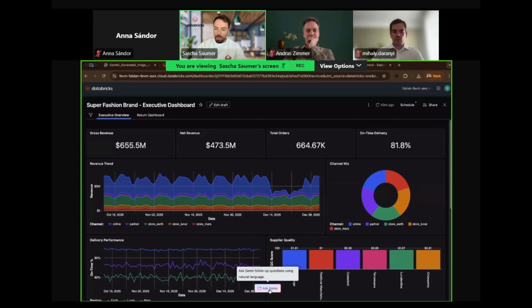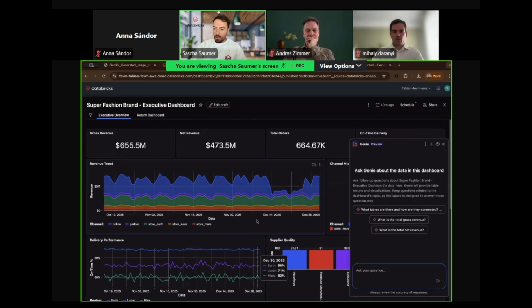But now there's also what we call Genie. And Genie is our natural language chat-with-your-data tool. So I could open a chat directly from this dashboard and give it a question. For example, something like, how many orders did we ship in November?